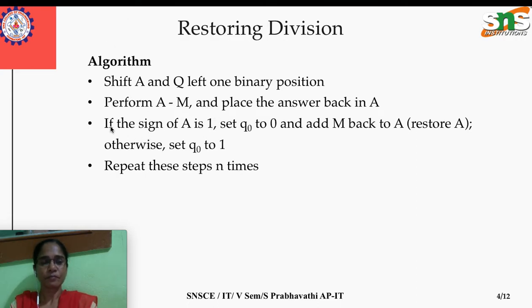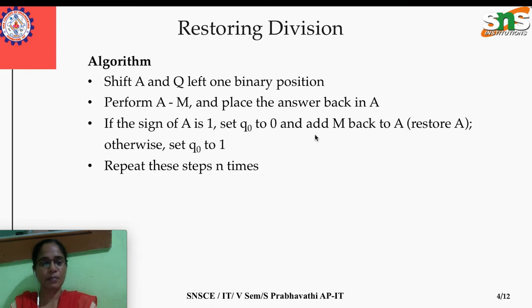After performing the subtraction operation, we are going to examine the sign bit. The sign bit will always be the MSB. MSB is nothing but the most significant bit. If the MSB is 1, it means the remainder is negative. So the quotient bit is 0 obviously, and we need to restore A.